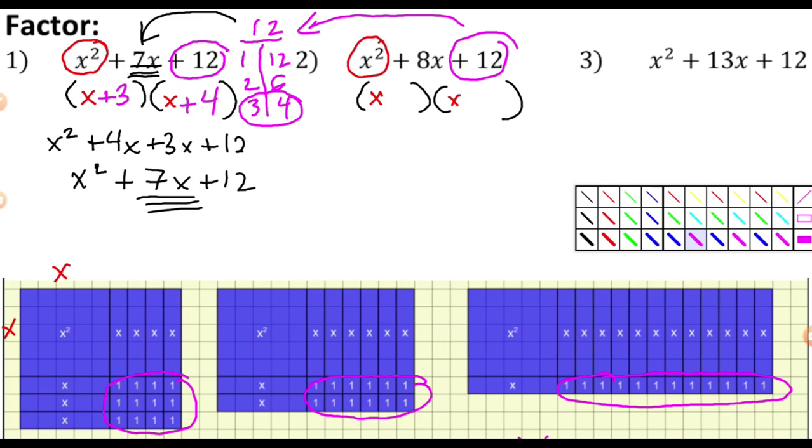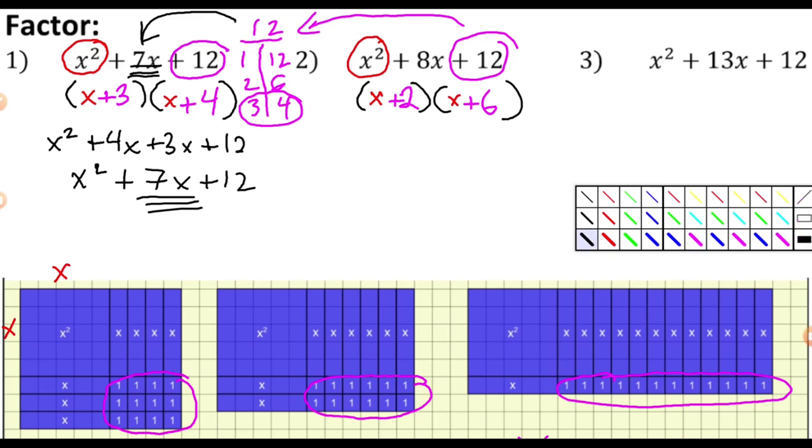And I know I need to make an 8x when we multiply this out, so I'm going to use the 2 and the 6 for this problem. So 2 and 6, and they're both going to be positive, because we need to make a positive 12. And then when I check my work, I don't check everything. I know if I multiply x times x, the red ones, I should get the x squared. I know if I multiply a positive 2 times a positive 6, I better get the 12.